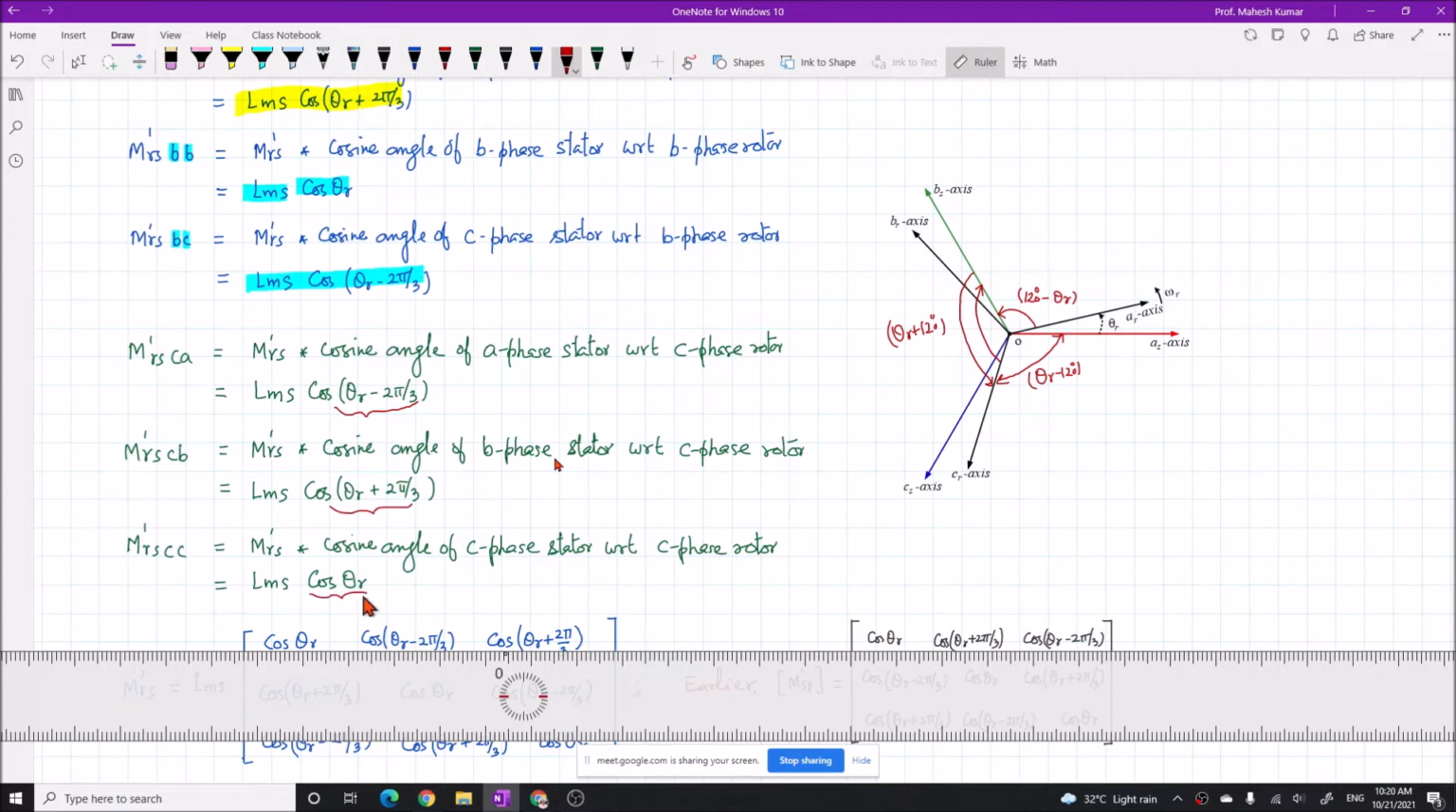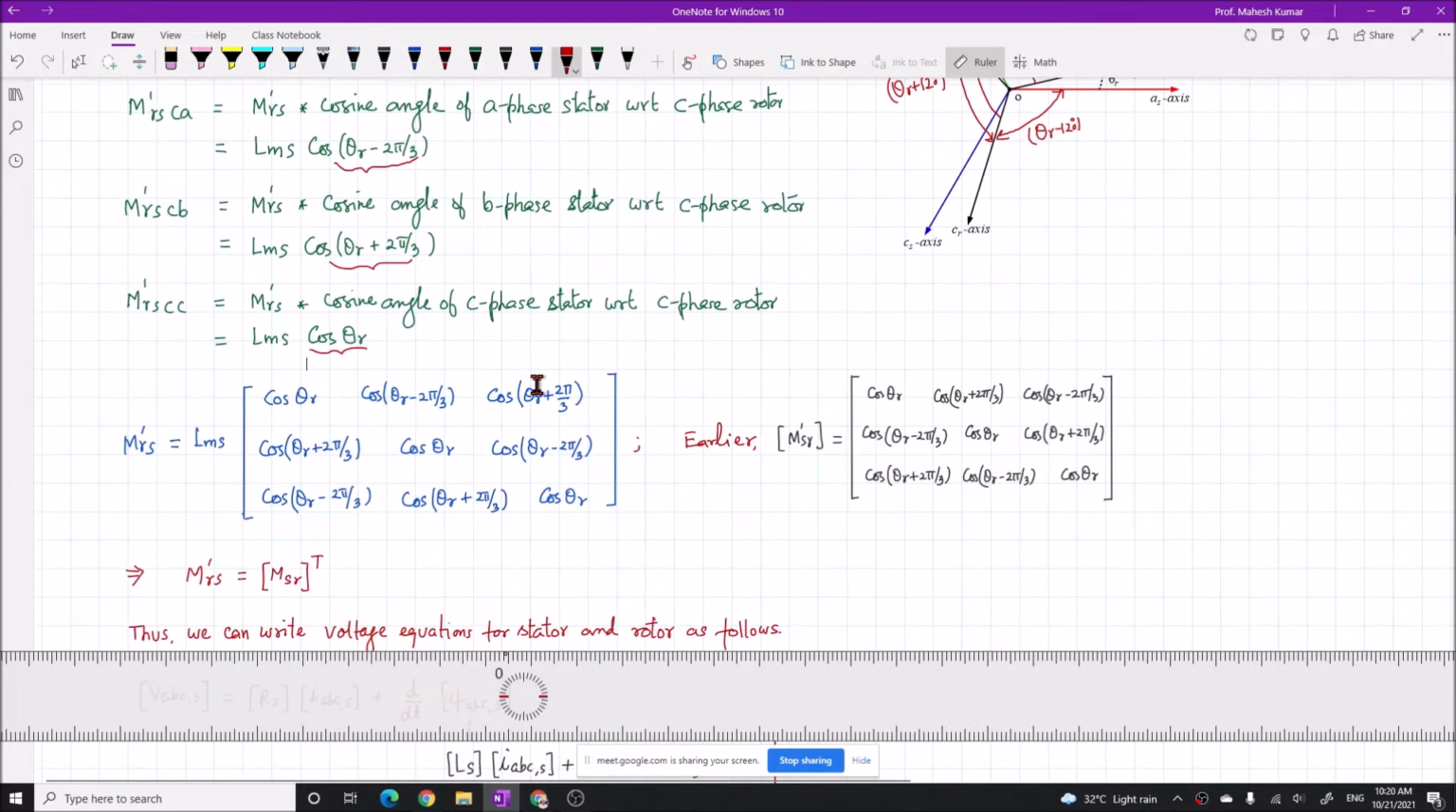So based on this, we can write the elements of this matrix. The first one is cos theta r, and the other diagonal elements are cos theta r, cos theta r. This is cos theta r minus 2 pi by 3, and this is cos theta r plus 2 pi by 3. Plus will come here and plus will come here. Another minus 2 pi by 3 will come here and here.